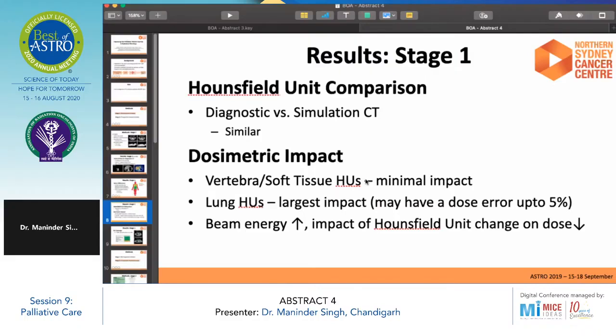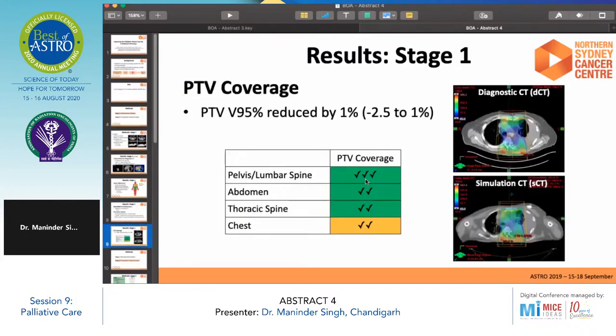Hounsfield unit comparison of different tissue types was conducted, and it was found that HU values were similar to simulation CT. On assessment of the dosimetric impact of HU variance, it was found that the largest dose difference occurred through lung tissue and may have a dose error up to 5%. The selection of beam energies also mattered. Higher beam energies reduce the effect of HU variance.